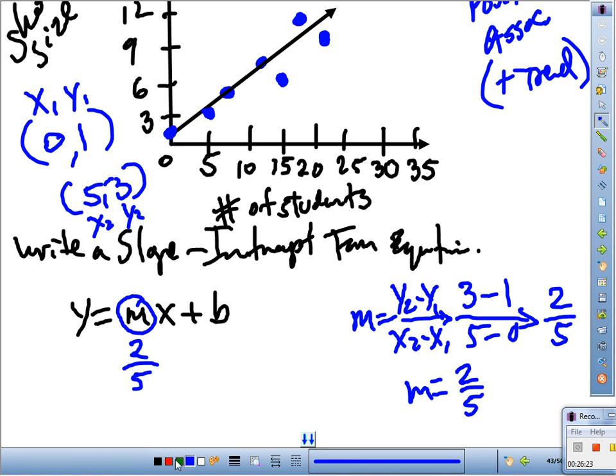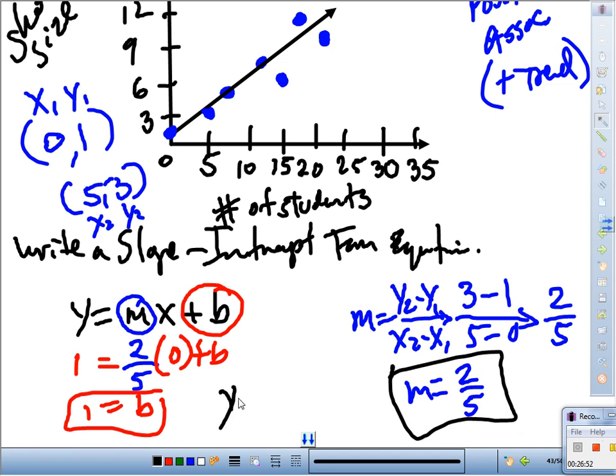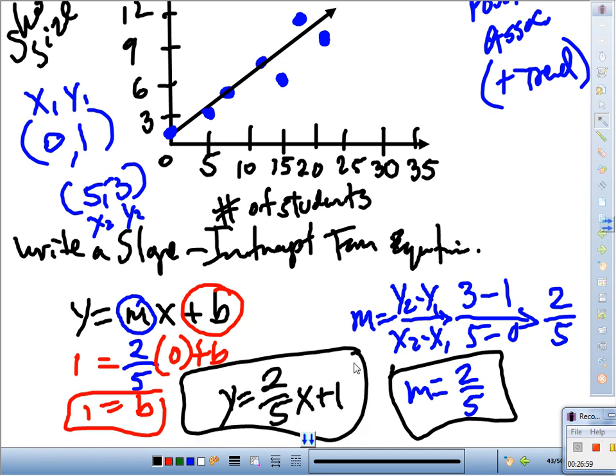A y-intercept. We need this one, but they don't give us one. Can we use one of these 2 points? Oh, wait a minute. Do they give us one? What is it? 0, 1. So that means 1 equals 0 plus b, so 1 equals b, because this is 0, right? So now do I have enough information for my equation? Y equals what? 2 over 5x plus 1. And that's my slope-intercept form.